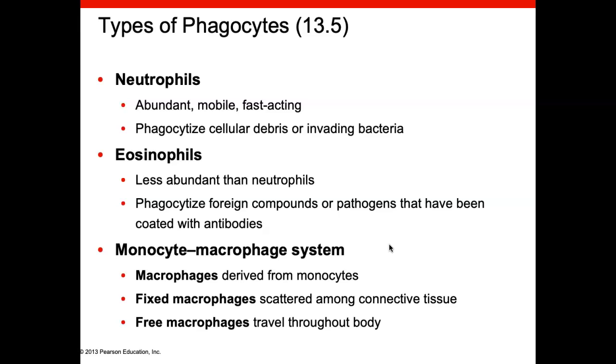And the monocyte-macrophage system. So monocytes are a type of leukocyte, and once the monocyte leaves the blood, it becomes a macrophage. And we have free macrophages and fixed macrophages. The free macrophages travel throughout the body looking for some type of pathogen or infection, and the fixed macrophages are scattered around in our connective tissue.